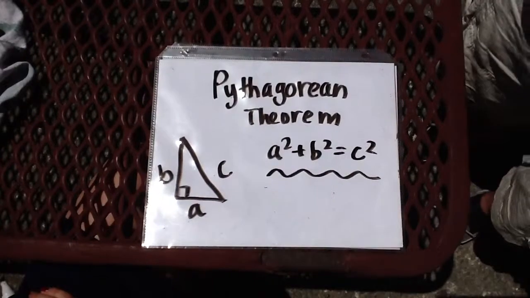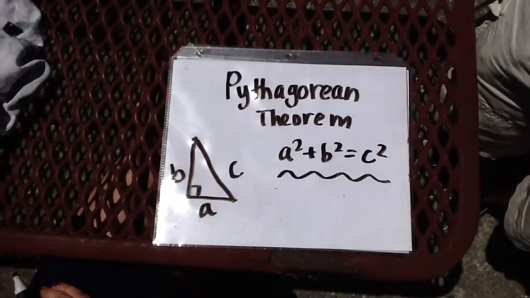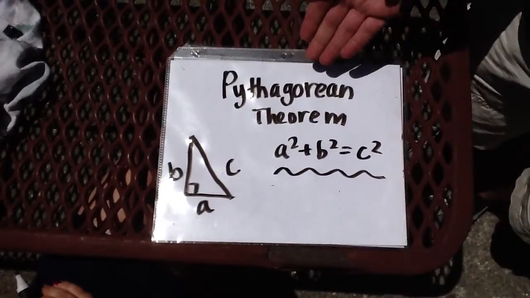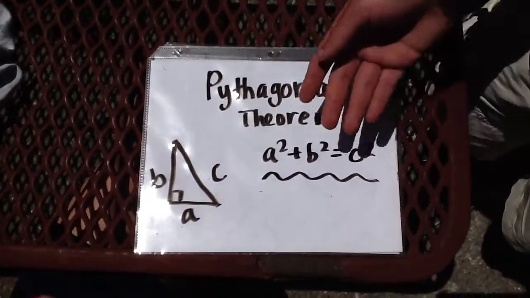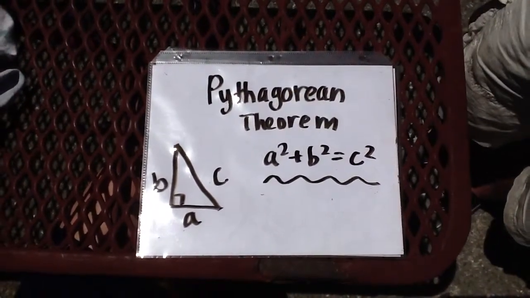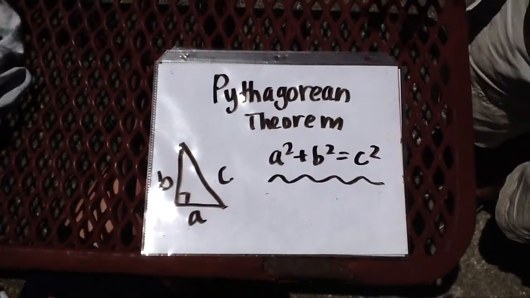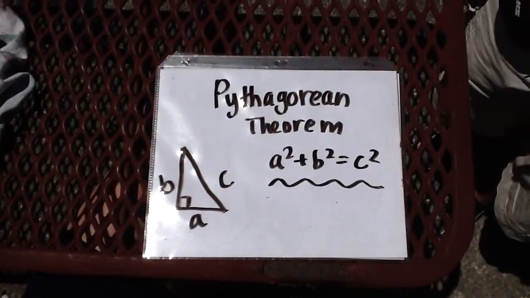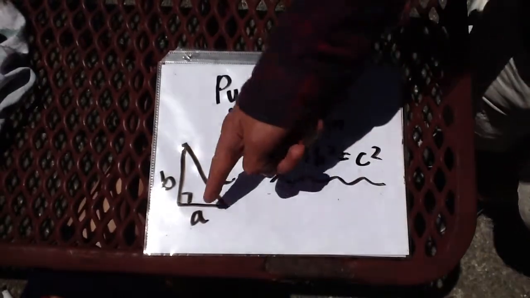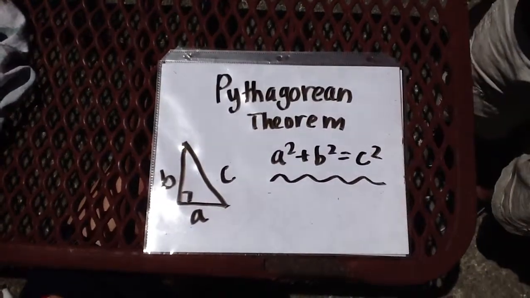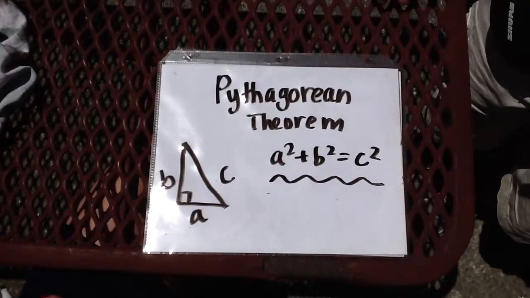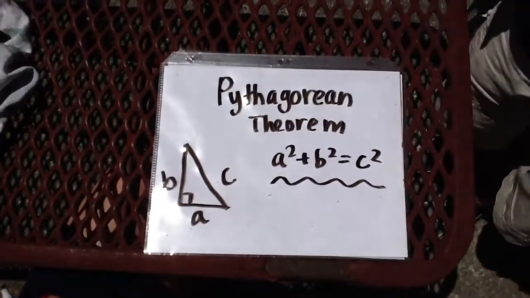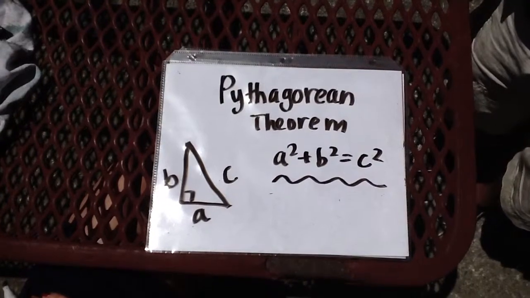Right triangle sides are connected by a special relationship called the Pythagorean Theorem. Their lengths, a, b, and c, are connected through this formula: a squared plus b squared equals c squared. A and b in this diagram are both called legs of the triangle. A and b are the shortest sides of the triangle. It doesn't matter how long or short they are as long as they're both shorter than side c. Side c is called the hypotenuse of the triangle.